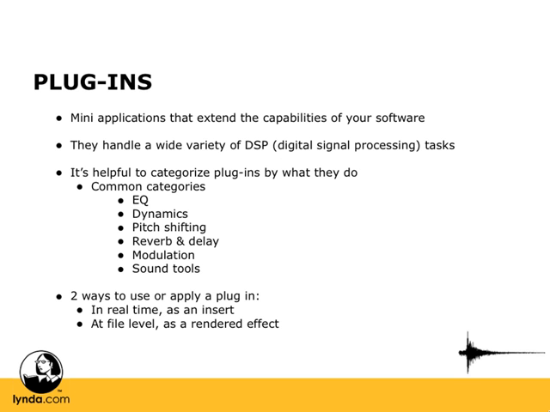So I always think it's helpful to kind of categorize your plugins or think of them in terms of categories based on what they do. So a few kind of common categories are EQ or equalization, which deals with kind of adjusting frequency or tonal information. Dynamics, which deals with the dynamic range or the volume of different sounds. There'll be things like compressors, and we'll get into all these one at a time in the next few movies.